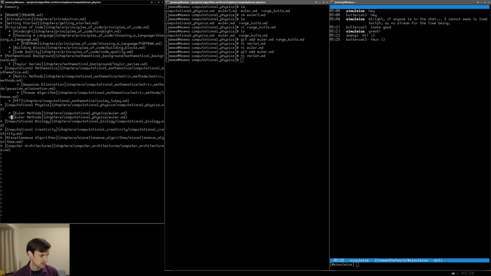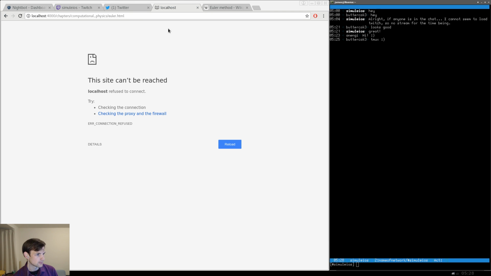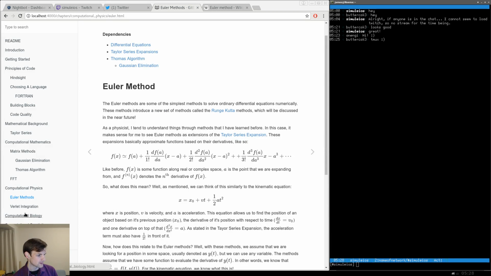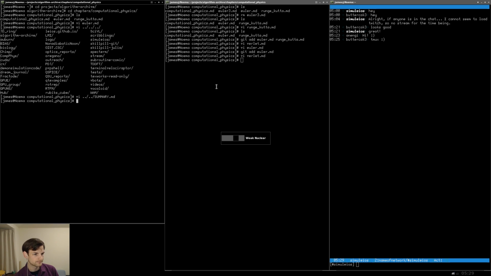Yep, I want to yank paste, and I want to put an additional entry here, which is going to be Verlet integration. Then we're just going to say Verlet.md here. If we write and quit, it should update the server. So if we refresh, we should see Verlet integration there. Great.